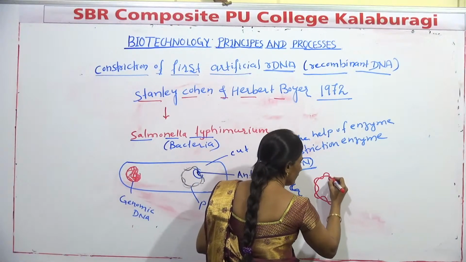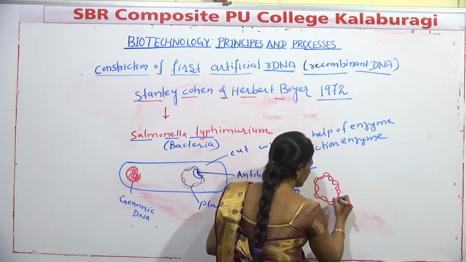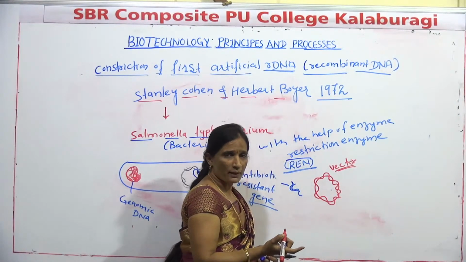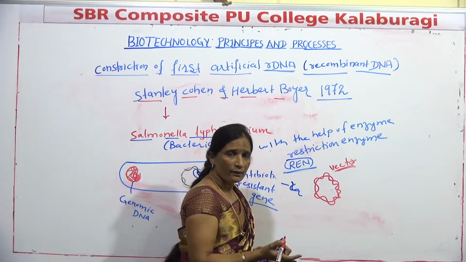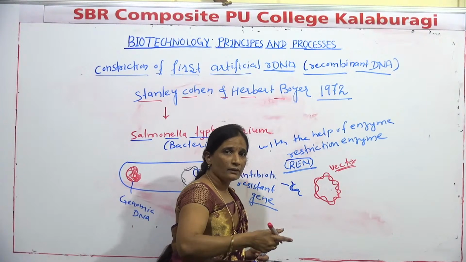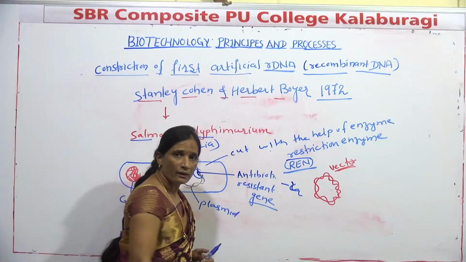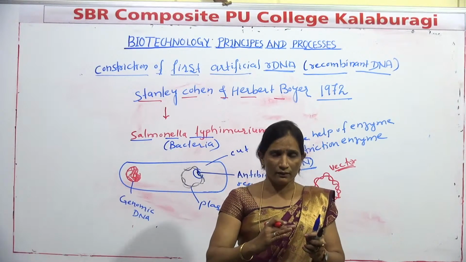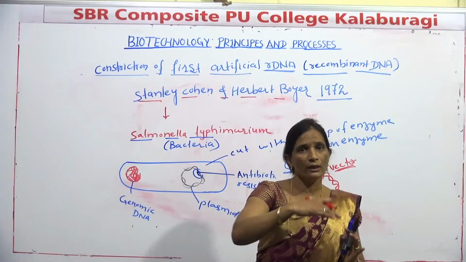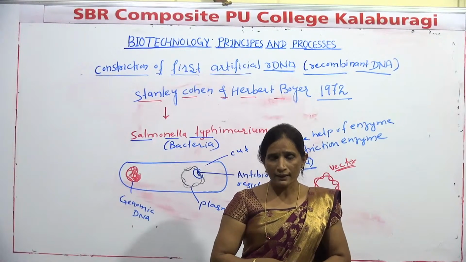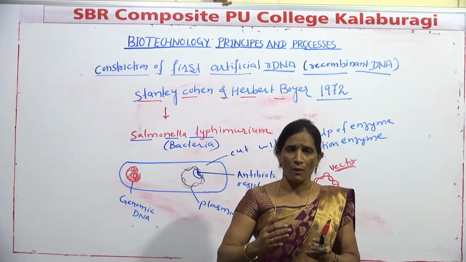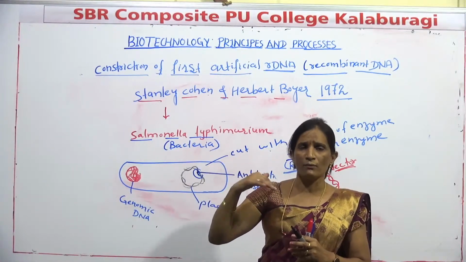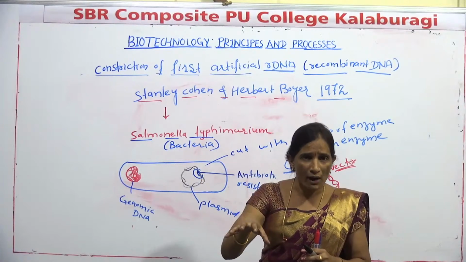And this is the vector. The plasmid is also called the vector. A vector is required for transferring DNA from one cell to another cell. A vector is the vehicle for transferring the DNA from one to another. Same thing, when a person moves from one town to another town, how will he go? He will go by bus or by vehicle. So a vehicle is required.